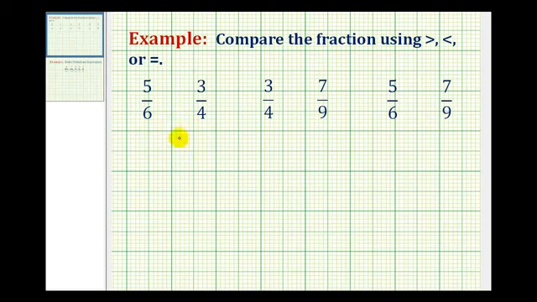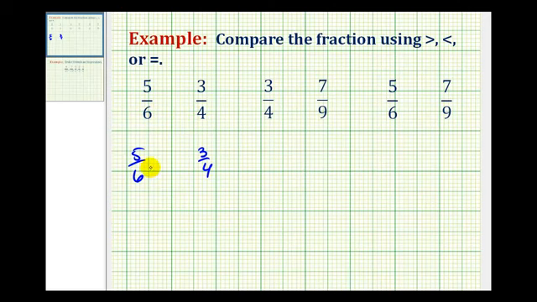So for example, if we want to compare 5/6 and 3/4, the least common denominator would be 12, but we could also just multiply the denominators together. 6 times 4 would be 24, and use a common denominator of 24. So let's go ahead and rewrite these fractions and use a common denominator of 24 just to show that it doesn't have to be 12.